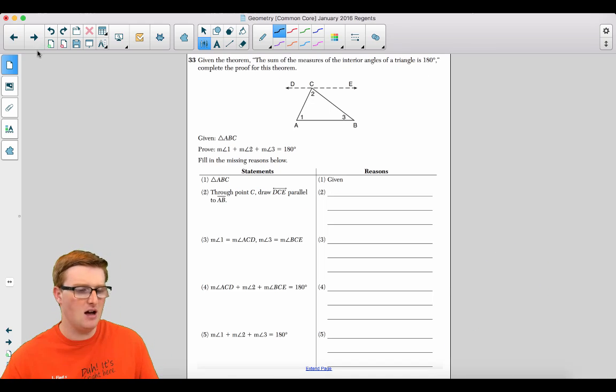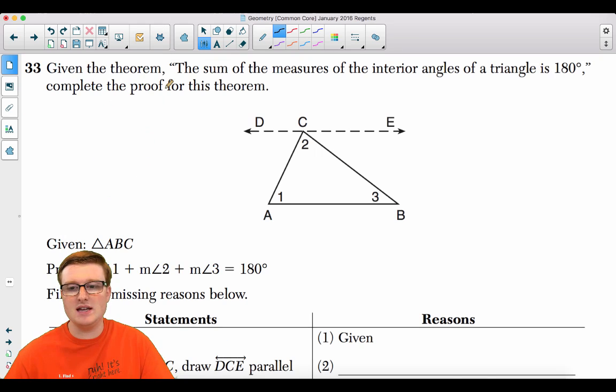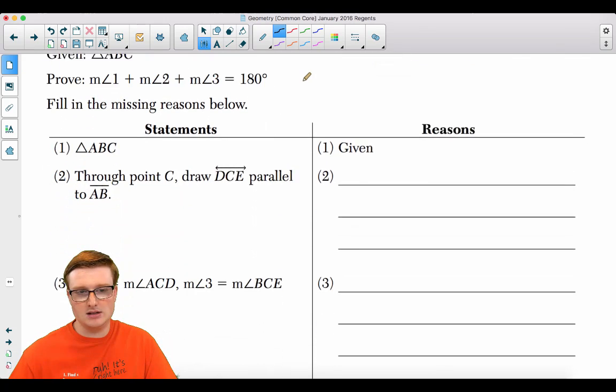Moving on to 33. Oh, goodness, I hate this proof. It's so stupid, for lack of better terms. It says, given the theorem, the sum of the measures of the interior angles of a triangle is 180 degrees. Complete the proof for this theorem. So it says, given triangle ABC, prove that the measure of angle 1 plus the measure of angle 2 plus the measure of angle 3 is equal to 180 degrees. And it says, fill in the missing reasons below.